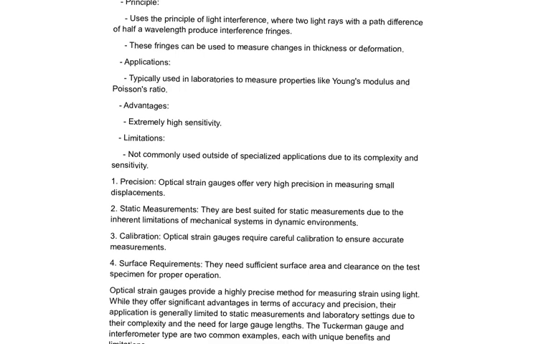Precision: the optical strain gauge offers very high precision in measuring small displacement. Static measurement: they are best suited for static measurement due to the inherent limitation of mechanical systems in dynamic environments. Calibration: optical strain gauges require careful calibration to ensure accurate measurement. Surface requirement: they need sufficient surface area and clearance on the test specimen for proper operation.